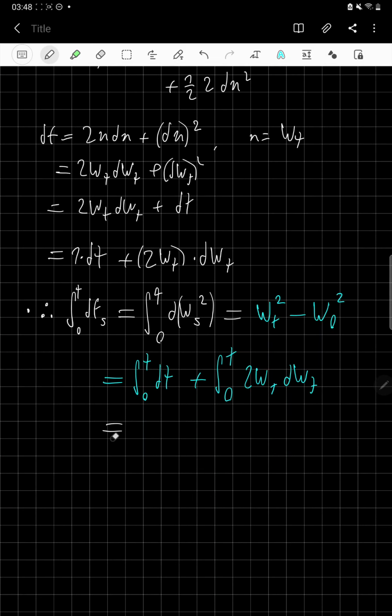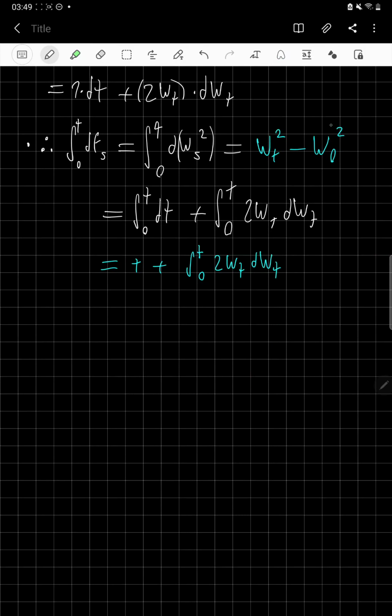So let me finish computing this. Obviously, what's this integral? This is just t minus 0, so just t, the integral from 0 to t of dWt. Okay, which is pretty cool.